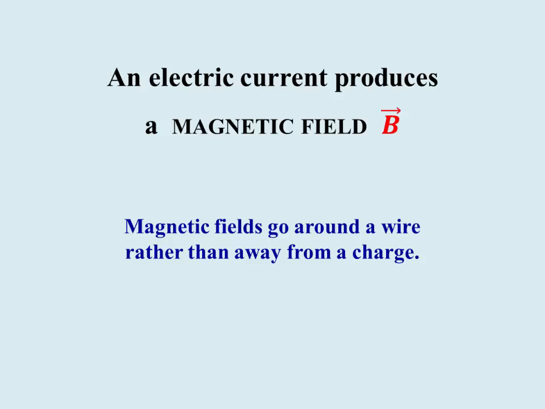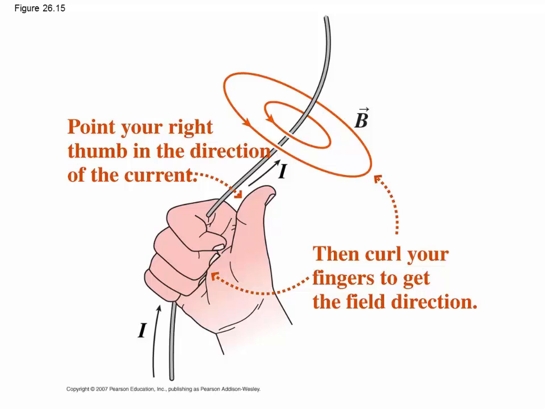Now that we have an electric current, we discover that that electric current can produce a magnetic field called B. Magnetic fields are also vectors, but they're a very different kind of vector field in that they go around a wire rather than away from a charge. This picture shows how you use your right hand to visualize how that field is produced. As a current flows along a wire, a magnetic field curls around the wire in the same sense that your right hand curls around the wire.